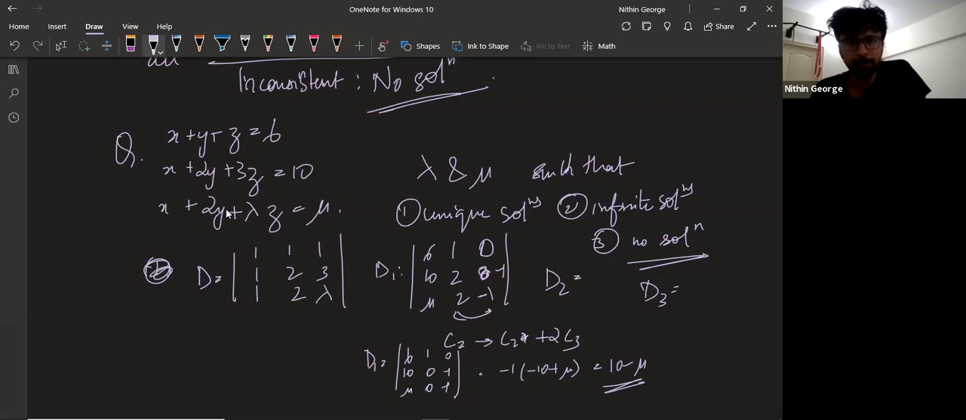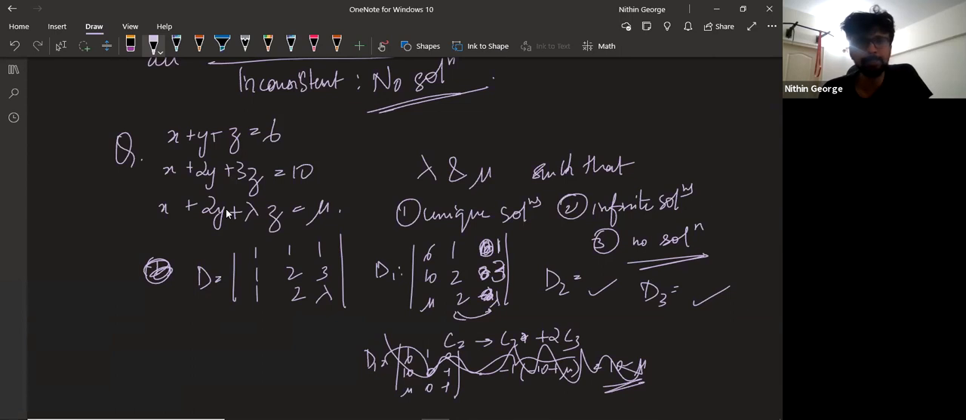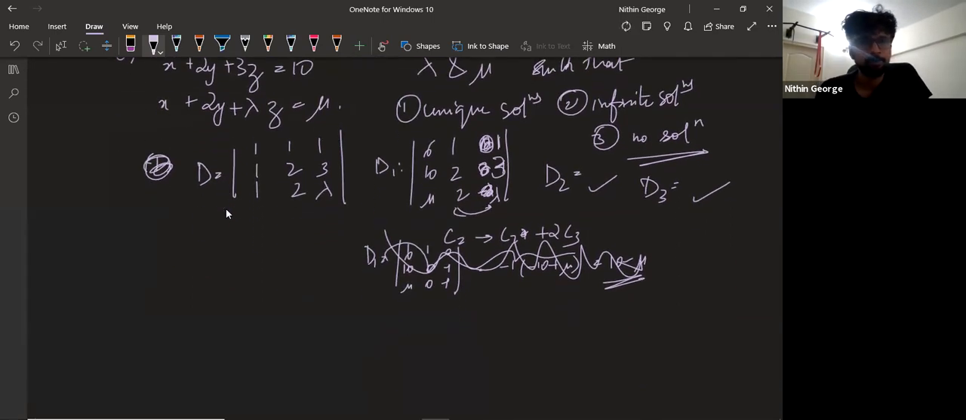Oh, no, no, no. There'll be a lambda here, right? That'll change things. There'll be a lambda here. Okay, you'll get an equation in lambda and mu. That's the idea. Similarly, for D2 and D3, you'll get an equation in lambda and mu. For D3, you will not get an equation in lambda and mu. You'll get an equation only in mu, because you're replacing lambda with mu itself.